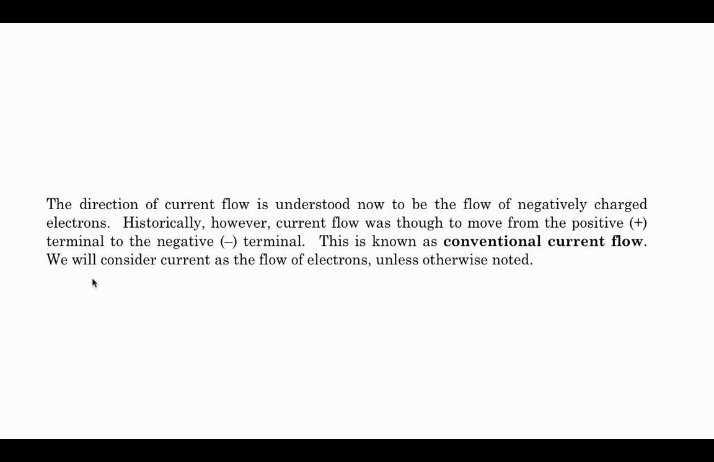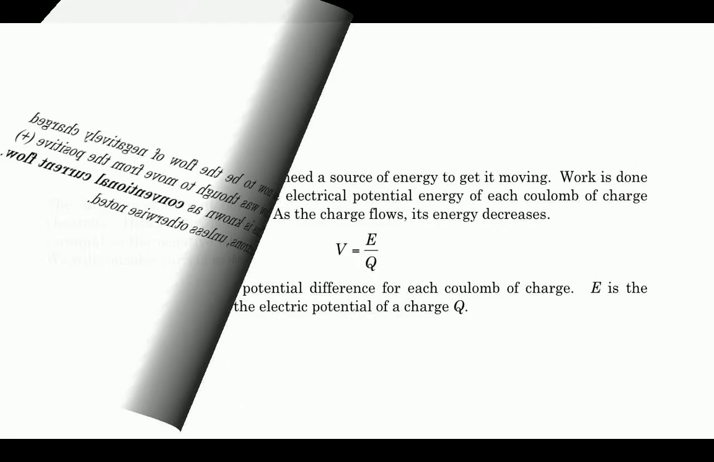We now understand, however, that current is actually the flow of these electrons, which are negatively charged. So in this course, we're going to consider current as the flow of electrons, unless we say otherwise. But for the most part, we're going to consider that current flow is electrons. So that's just a note.